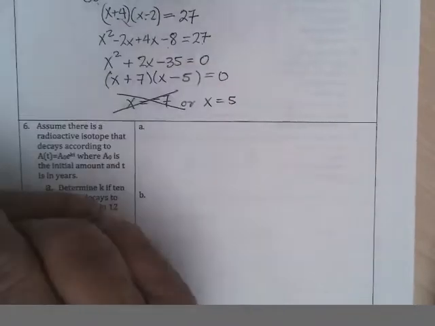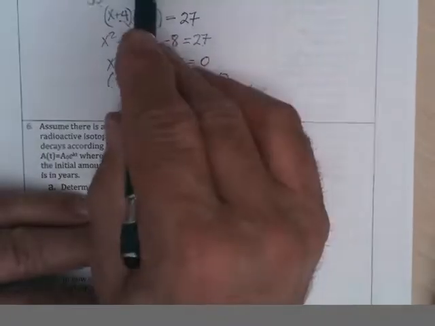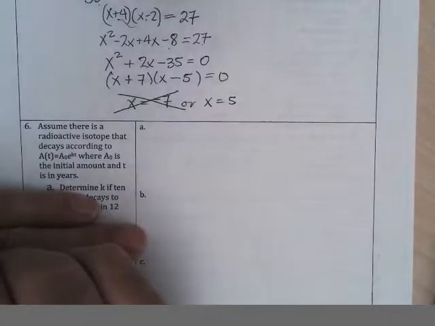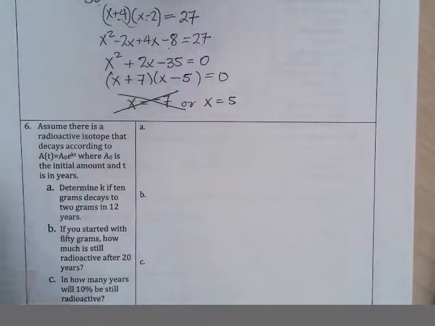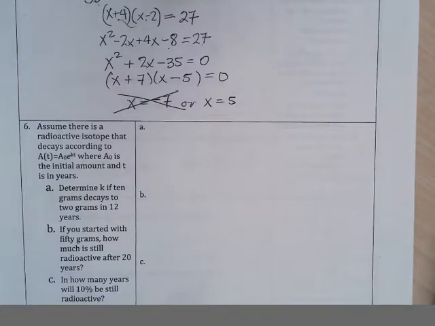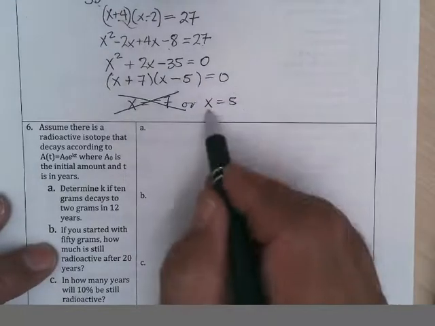Can we put 5? 5 plus 4 is positive 9. That works. 5 minus 2 is 3. That works. And so we could put that in there. And we could type this in. It's in base 3, so it's a little bit messy, but you can go ahead and type that in if you want. 5 does work.